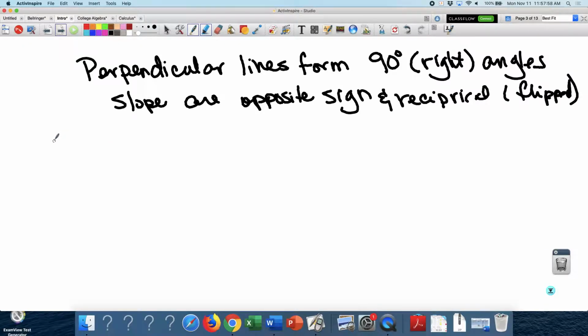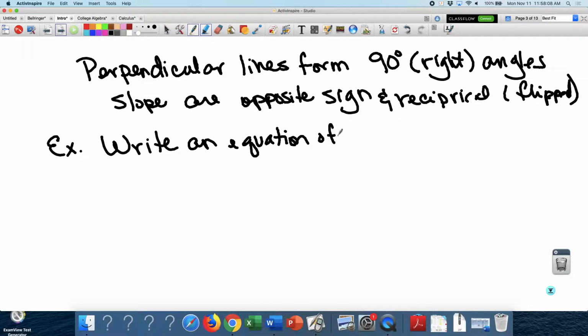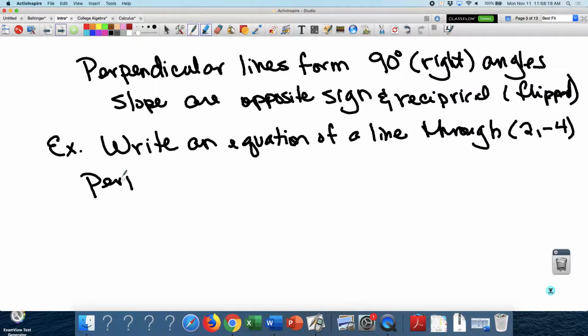Okay, so we're going to write an equation. Here's an example. It's not in your book. Write an equation of a line through the point 2, -4, perpendicular to y equals 2x minus 3. I'm going to give you a second to write that down.